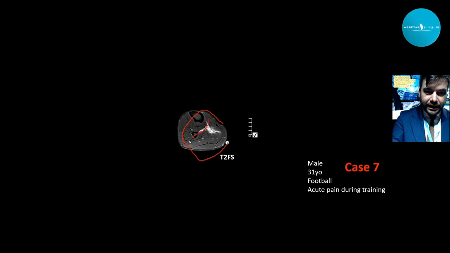The soleus is coming here. This is the central tendon. This is the lateral aponeurosis, and the medial aponeurosis will be in this way.